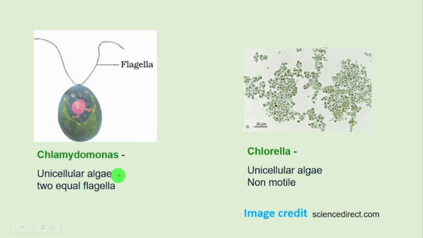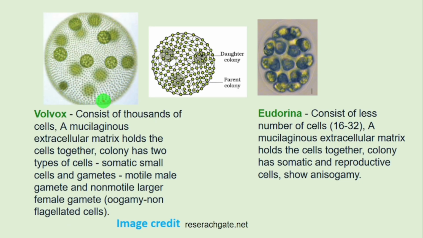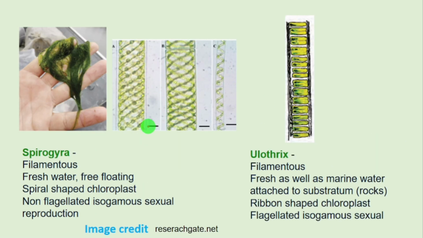Chlamydomonas and chlorella are unicellular. This is flagellated, this is motile, chlorella is non-motile. This is Chara and it will have complex thalloid structure. This is Volvox, colonial form. This is Eudorina. This is Spirogyra, this is Ulothrix. Okay.